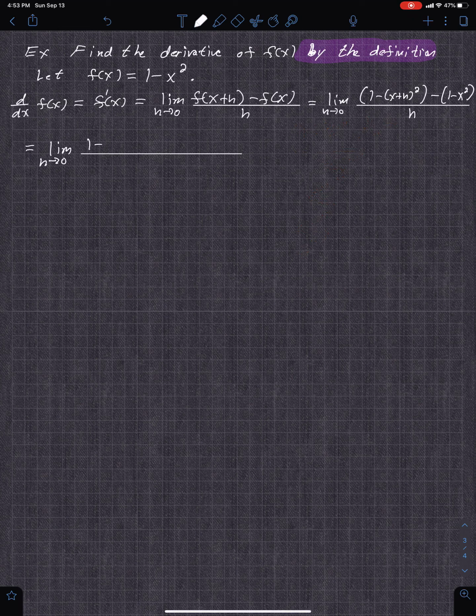Okay, so I'll go ahead and multiply that out and you get x squared plus 2xh plus h squared, minus 1 plus x squared, all over h. That's the limit as h approaches 0. And then you distribute and simplify, so it's 1 minus x squared minus 2xh minus h squared minus 1 plus x squared all over h. Okay, so you get this and this to cancel because it's 0. This and this cancel because it's 0.